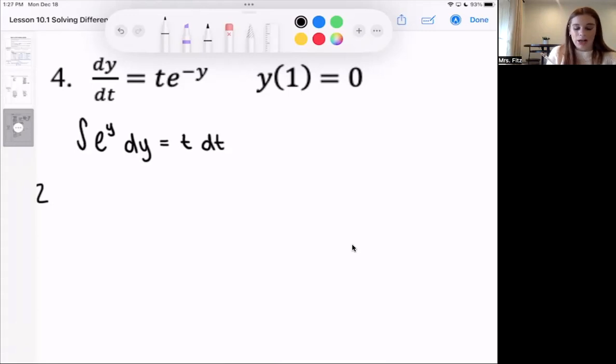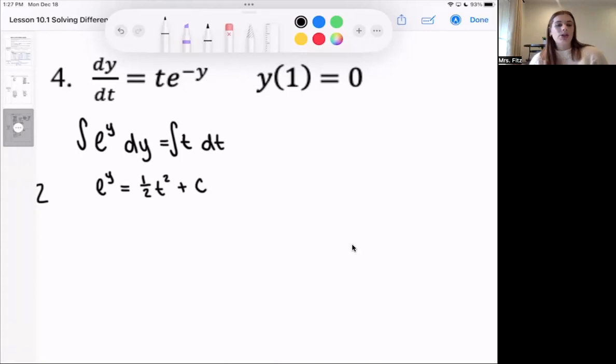Go ahead and integrate both sides. We end up with the integral of e to the y is just e to the y equals the integral of t, which is 1/2 t squared. Don't forget about your plus c. Okay, so what you can do next, because we want to solve for y, is we can just take the natural log of both sides. So we end up with y is equal to the natural log of 1/2 t squared plus c.